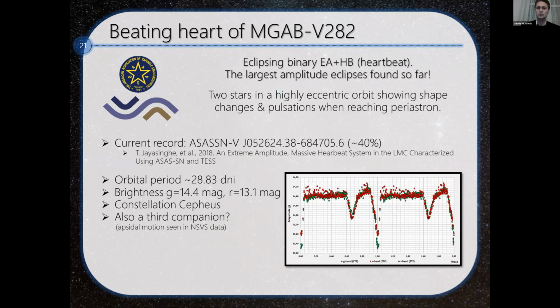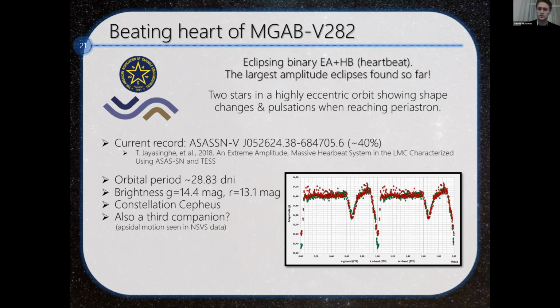The next one is 282. This is an eclipsing binary in an eccentric orbit, but there's actually something important happening, because we also have heartbeat variability too. And what makes this variable unusual is the amplitude. So far the highest record was this one you have in front of you, and this one shows eclipses that are much deeper. That makes it actually a new record.